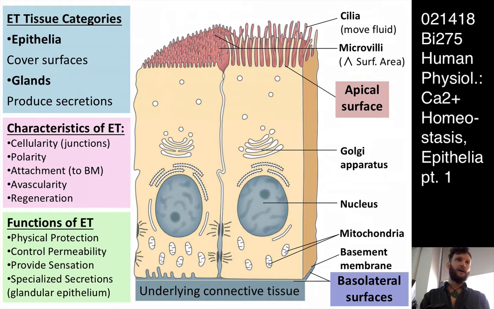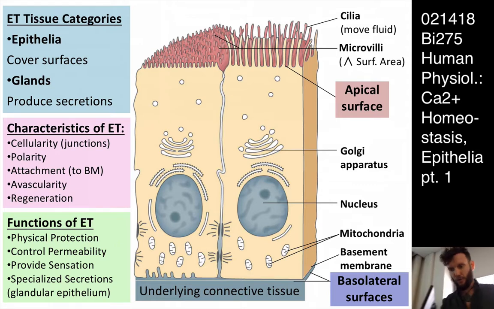The epithelia is often in close contact with the sensory receptors on the ends of neurons, sensory neurons, and so often there are specialized adaptations that can help provide sensation. And then finally, glandular epithelia are able to make specialized secretions.